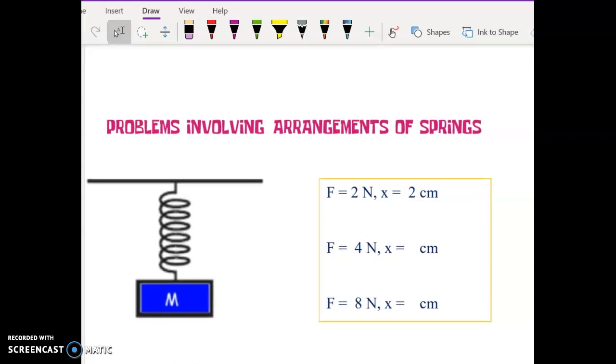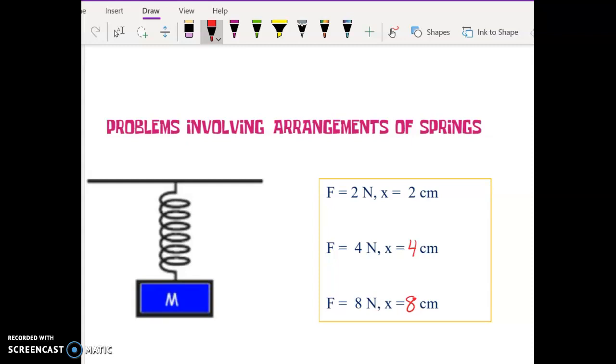Here I have one spring which, when I place a load of 2 Newton, will extend by 2 centimeter. When I increase the load to 4 Newton, you can guess that the extension will increase to 4 centimeter. If I increase to 8 Newton, the extension will increase to 8 centimeter. It's that simple.